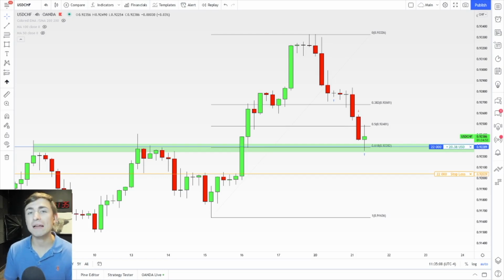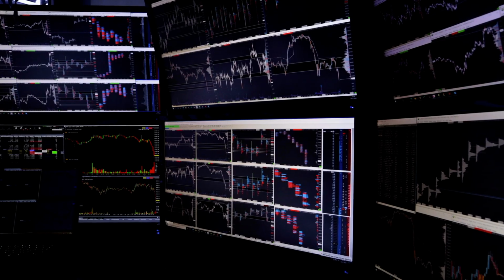Real quick, what I mean by live is these are real trades that I am taking on my account, and I'm filming them here without knowing what's going to happen next in the markets.